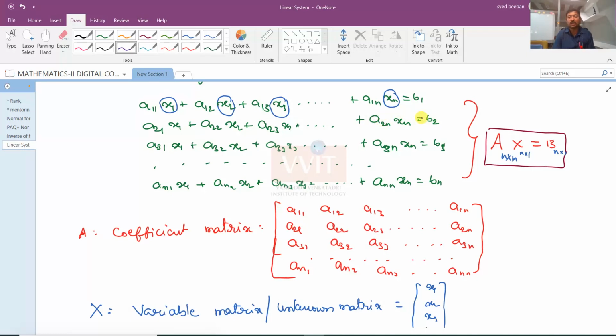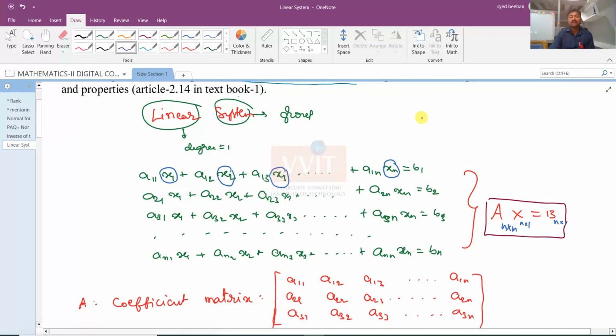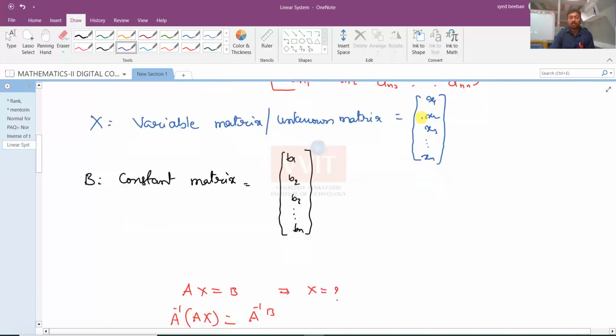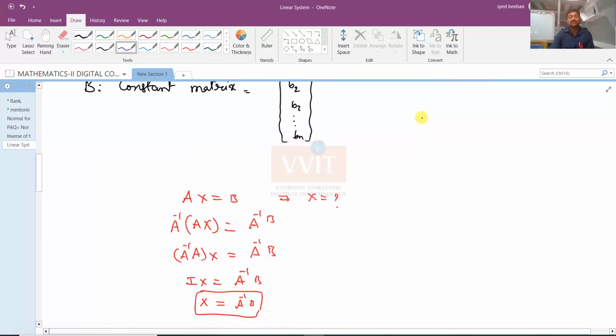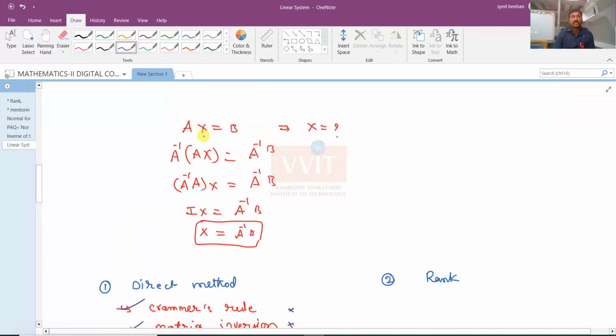X is the unknown matrix, meaning our variable matrix, which we are supposed to compute here. B is a constant matrix, so we collected the constants. In this, X and B are column matrices only, a single column is there. Now generally, to find the x value, we proceed like this.